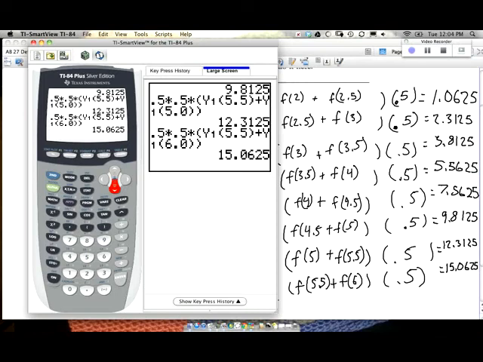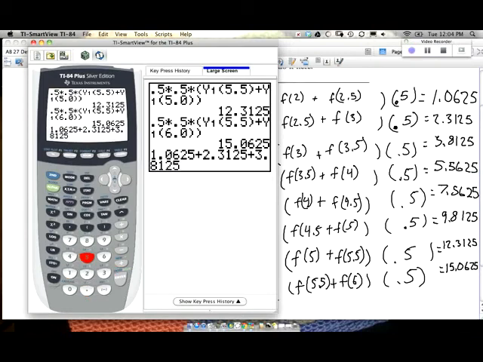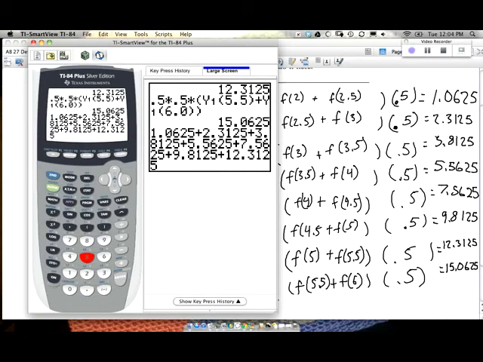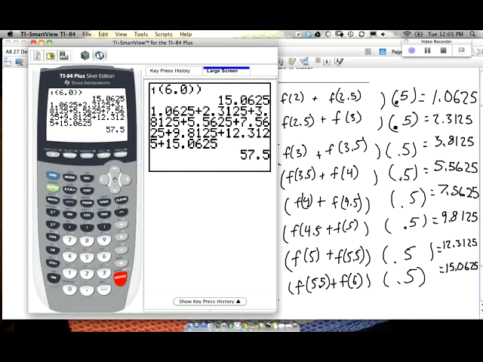through the magic of television here. Not really television, YouTube videos. So we're going to do 1.0625 plus 2.3125 plus 3.8125 plus, what's next? 5.5625 plus 7.5625 plus 9.8125 plus 12.3125 plus 15.0625. So I add up all those numbers and what do we get?